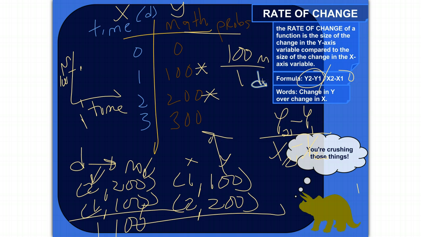So how we would read this rate of change is 100 math problems per 1 day, or 100 math problems per day. So that's the rate of change of this function.